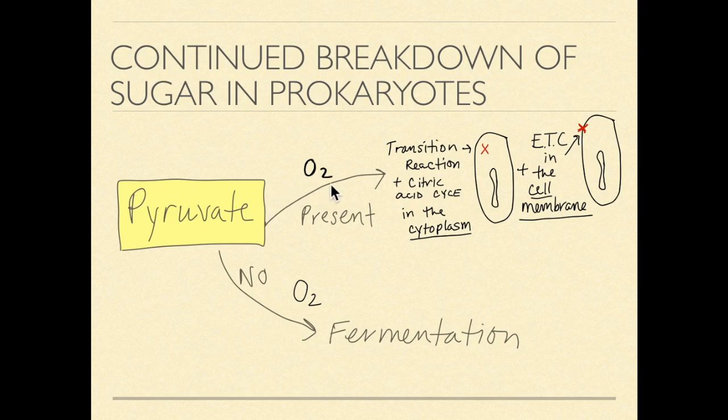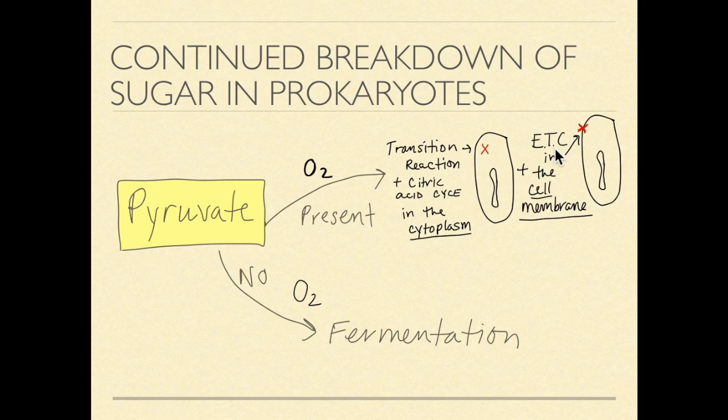But what we want to focus on today is oxygen. If we have oxygen around, pyruvate is going to be metabolized, broken down completely. The first thing that's going to happen to it is the transition reaction, followed by the citric acid cycle. All of these processes, the formation of pyruvate through glycolysis, the transition reaction, and the citric acid cycle, take place in the cytosol or cytoplasm. I tried to depict here a bacillus, a rod-style bacteria, and the cytosol is where all of these initial reactions take place.